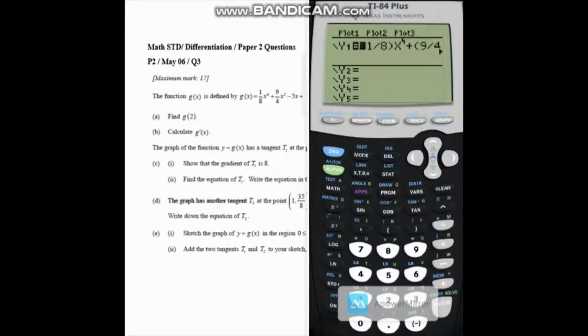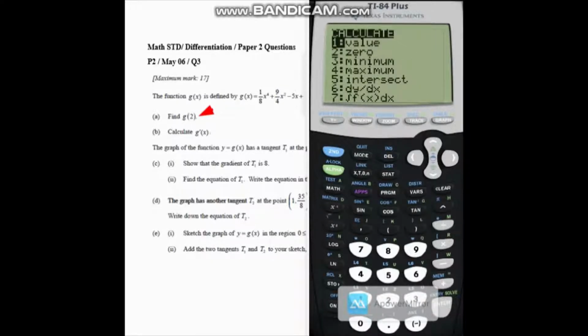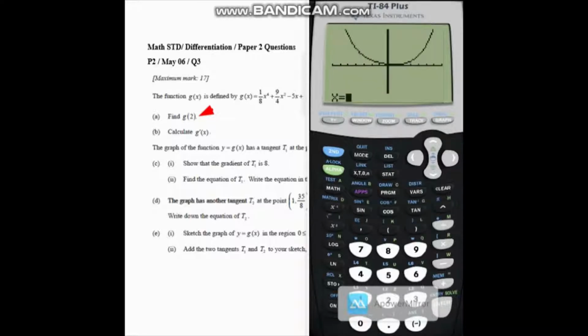So I've written down my equation on the GDC: 1 over 8 x power 4 plus 9 over 4 x squared minus 5x plus 7. I shall then click on trace. There is my graph. I want to find the value of the function when x equals 2. So I shall just click on second, trace, find value, and I shall type 2, and the calculator tells me that when x equals 2, y equals 8.